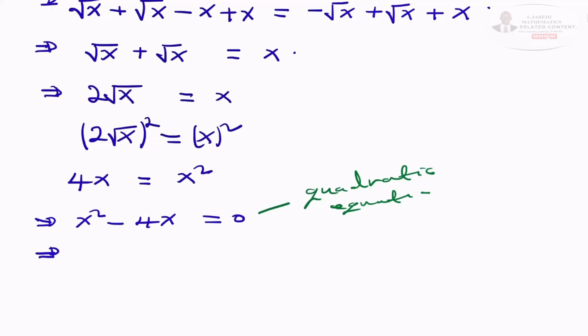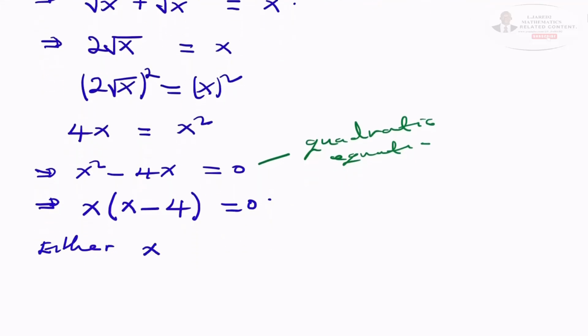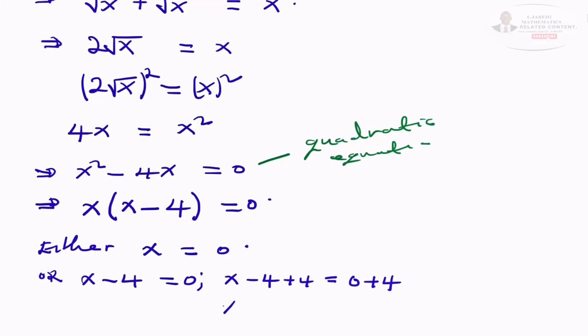This implies that from here we can pull out x, because it's common. So we have x into x squared divided by x, we remain with x, minus 4x divided by x, we remain with 4, being equal to 0. From this step we can say that either x equals 0 or x minus 4 equals 0, implying that x minus 4 plus 4 equals 0 plus 4, meaning that x equals a positive 4, since this and this cancel out.